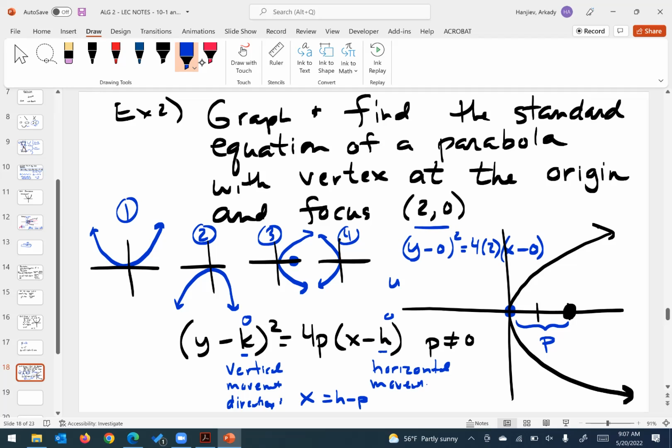Listen, I'm just trying to define everything because we didn't know what any of these meant. Let me just put this together. I see it here now. I was just saying that x equals h minus p is the horizontal axis, so the other one's the vertical axis.